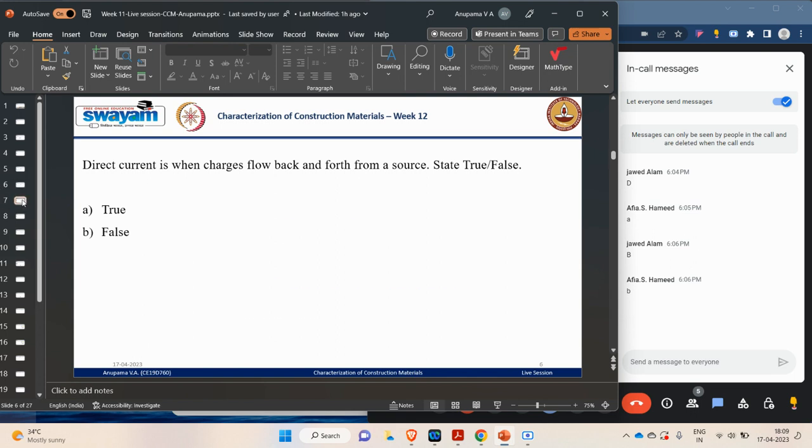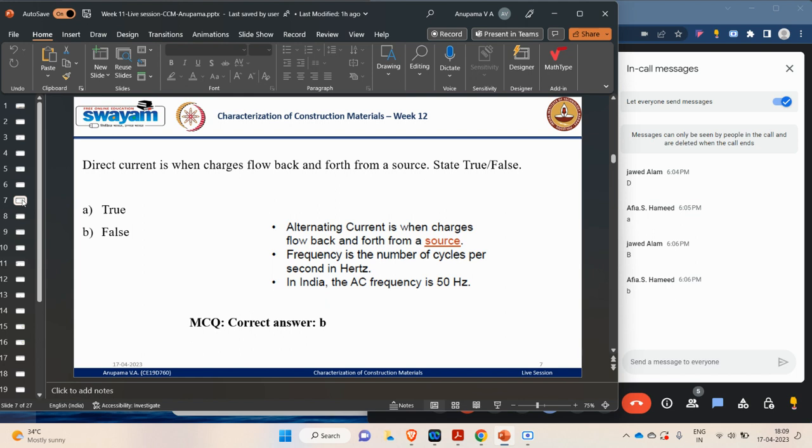Okay, let's move to the answer. The correct answer is false. Why? Because the statement of the question is the explanation for alternating current, or AC. Alternating current is when the charges flow back and forth from a source. It's not direct current. Direct current does not occur like that. So the correct answer is option B.